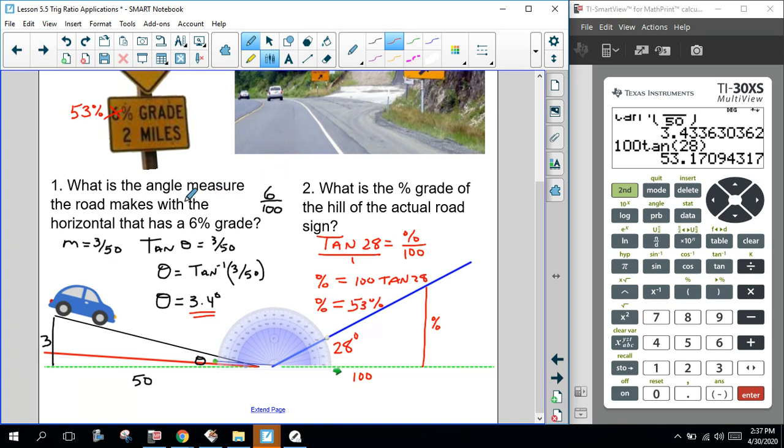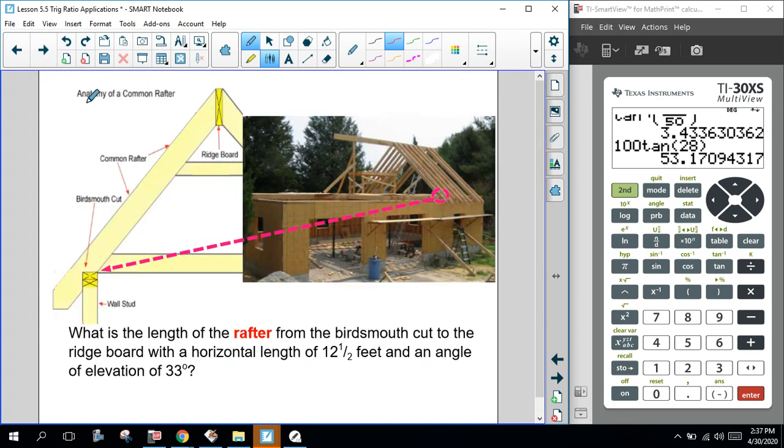of 2 miles. Matter of fact, cross-country runners probably would not want to run up that hill because that would be a long, winding grade to run up and would be very tiring. So anyway, some applications using our tangent ratio there. Let's take a look at one more.